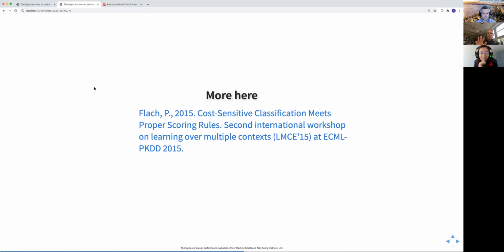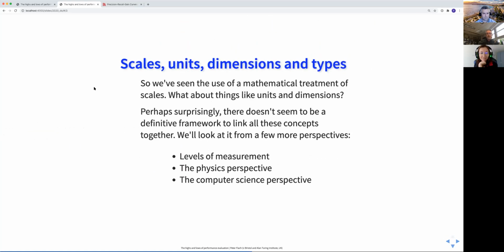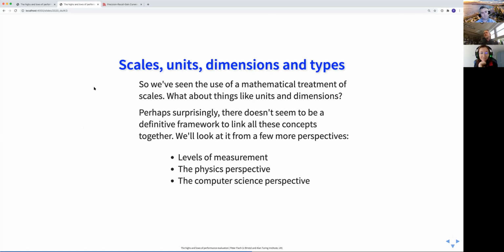Right. Okay. So this story, I've never had the chance to write it up as more than a workshop paper, but it's out there and you can have a look at that if this is of interest. Okay, so we're half an hour into the talk, so I'm going to now move on.